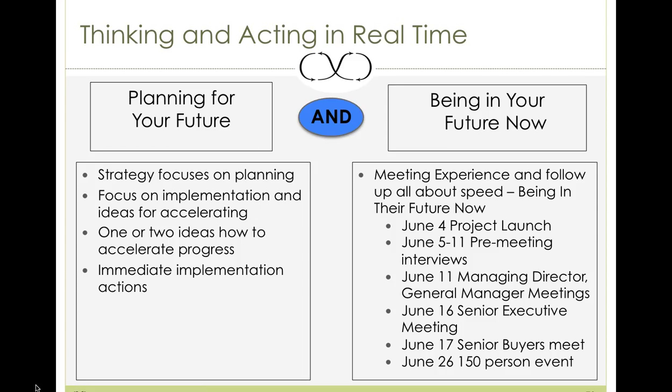So planning for your future looks at the strategy itself, which is about planning, focusing on implementation and ideas for accelerating it. Again, it was in the meeting, so they were planning in the meeting for their future. One or two ideas, how to accelerate progress. Again, in the meeting, coming up with ideas and the immediate implementation actions was yet another example of good planning being done by the 150. Being in your future now.